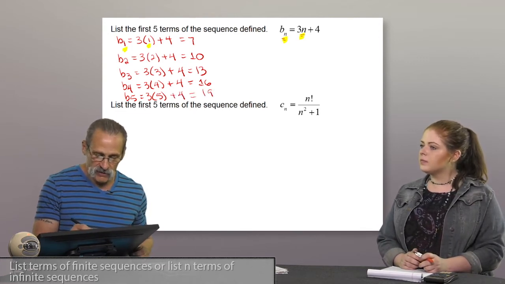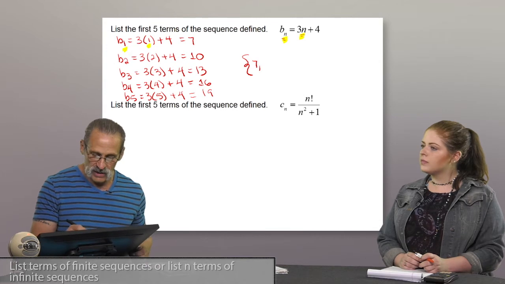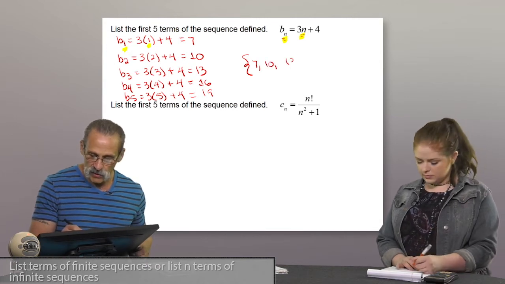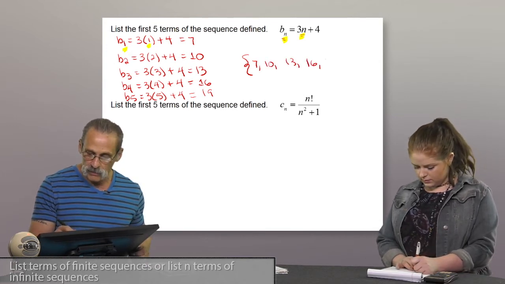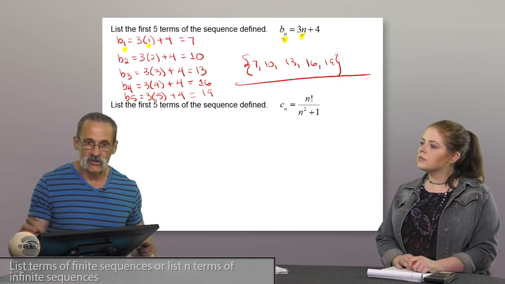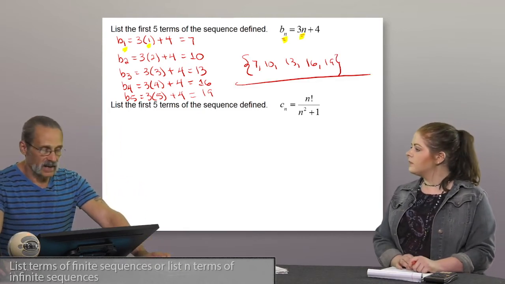So there are the first 5 terms, and I would list them as terms in braces, that's how you list them: 7, 10, 13, 16, 19. Finite or infinite sequence? Finite. Let's do one more.